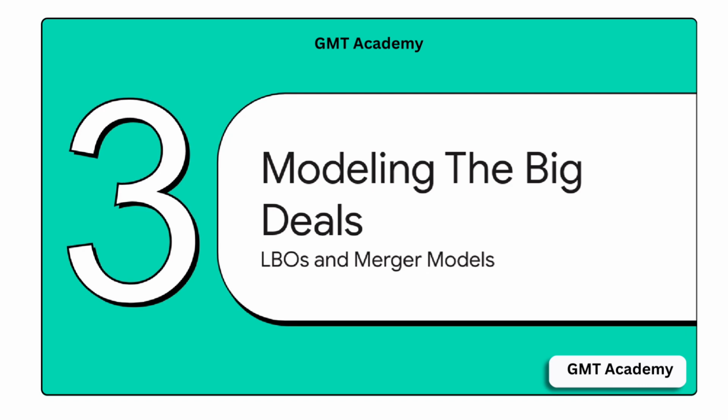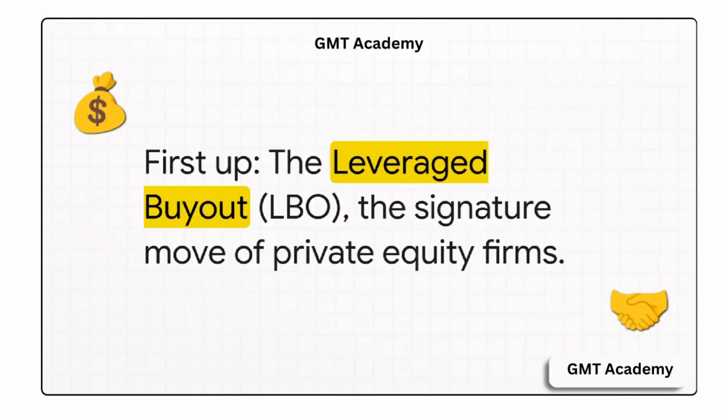Let's look at how all this is applied in the real world with 2 of the most important models in finance, the leverage buyout, or LBO, and the good old merger model. First up, the LBO. This is the absolute signature move of private equity firms. The core idea is actually pretty simple. You buy a company using just a little bit of your own money and a whole lot of borrowed money.